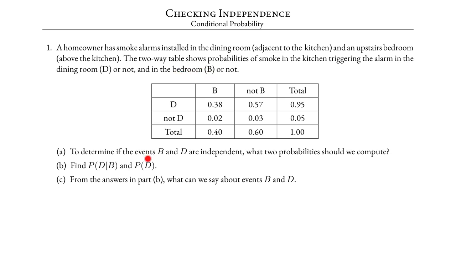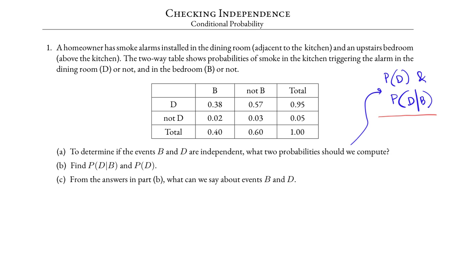To determine if events B and D are independent, what two probabilities should we compute? There are two events, B and D. The two events are independent if the probability of D is the same as the probability of D given B. So if we can compute the two probabilities and compare, then we can determine whether B and D are independent.